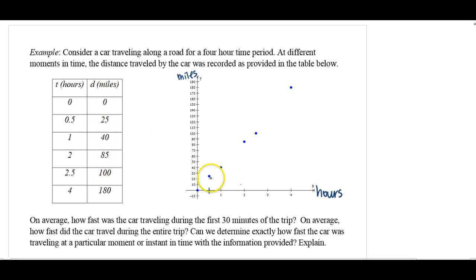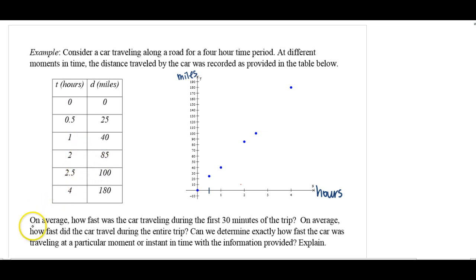So first things first, I cannot connect the dots. So I don't have enough information about every other moment in time on the trip. I only have snapshots of information. So how far I had traveled at these different times. So at 0, at a half an hour, 1 hour, 2 hours, 2.5, and 4 hours. But I have no idea how far I had traveled in between these amounts of time.